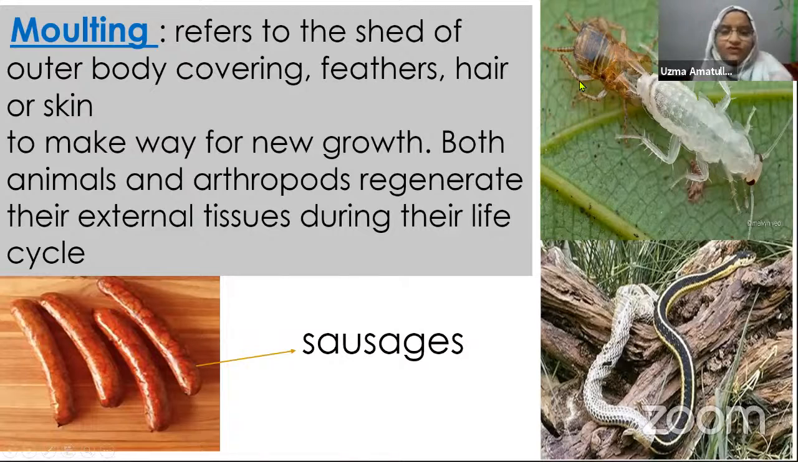So this removal of body covering, feathers, hair or skin is called molting, to make way for the new growth. It is happening because this skin is non-elastic. When growth takes place, because it is non-elastic, it will rupture and the animal comes out. So both animals and arthropods regenerate their external tissues during their lifetime, making new tissues, which we have just explained in the life cycle work.